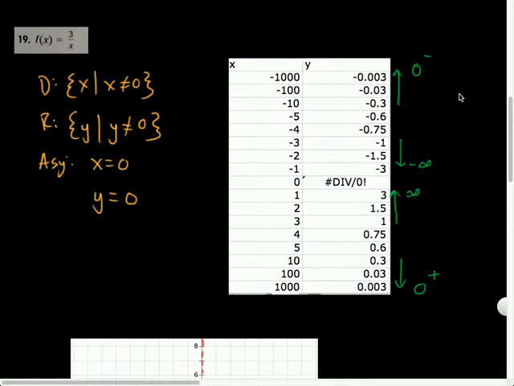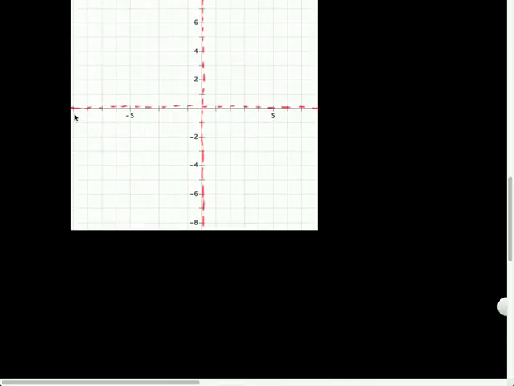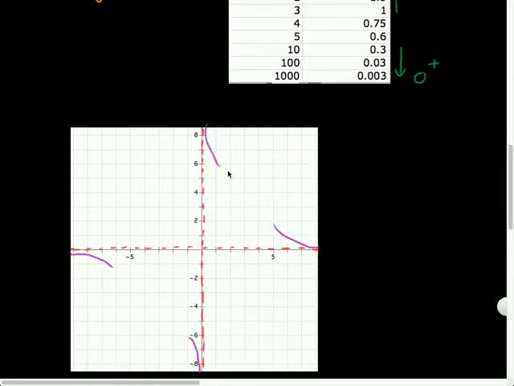I know it's approaching 0 from the negative side over here. So I know it's like this. I know it's approaching negative infinity there. I know it's approaching 0 from the positive side there. And it's approaching infinity over there. So I could draw this technically if I wanted. What an ugly graph I've drawn.